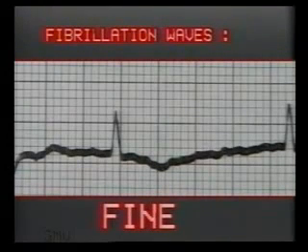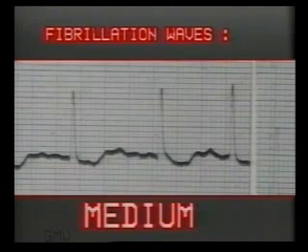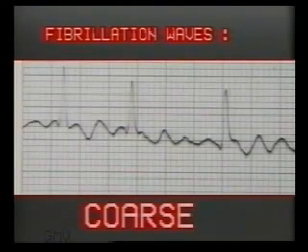The fibrillation waves are described as fine, medium or coarse. These are fine fibrillation waves. These are medium fibrillation waves. And these are coarse fibrillation waves.